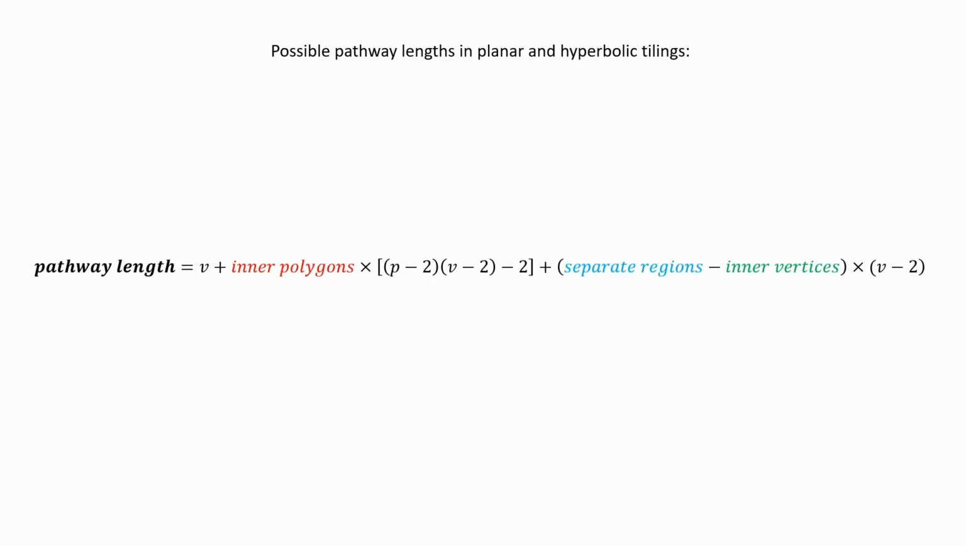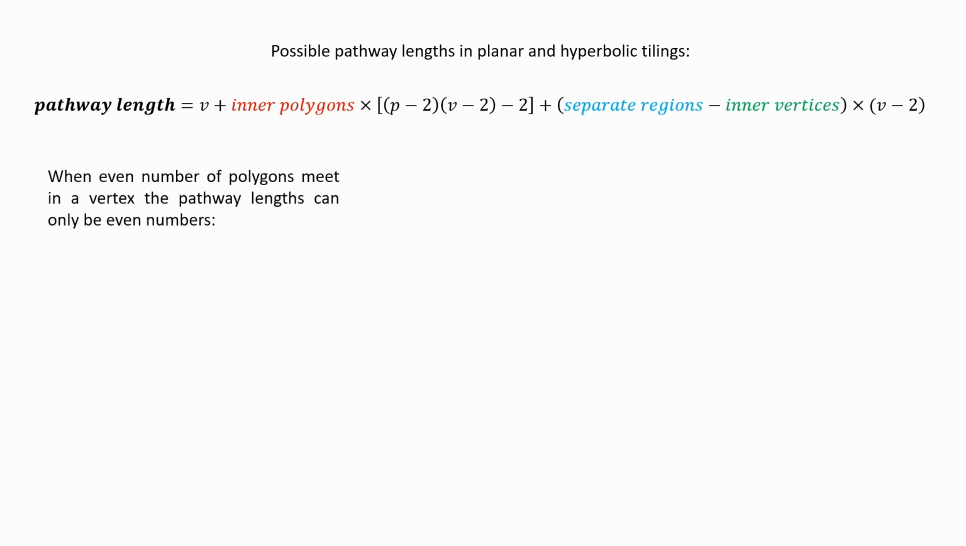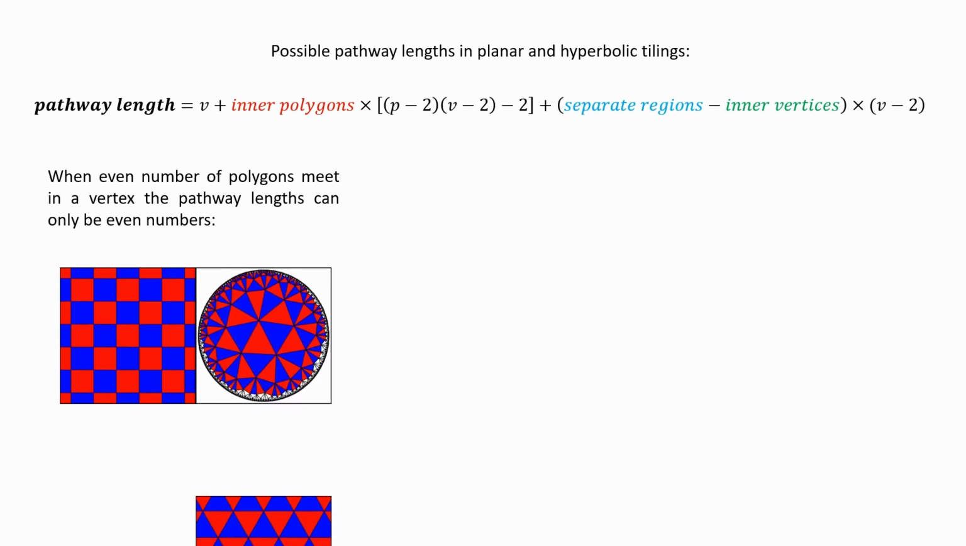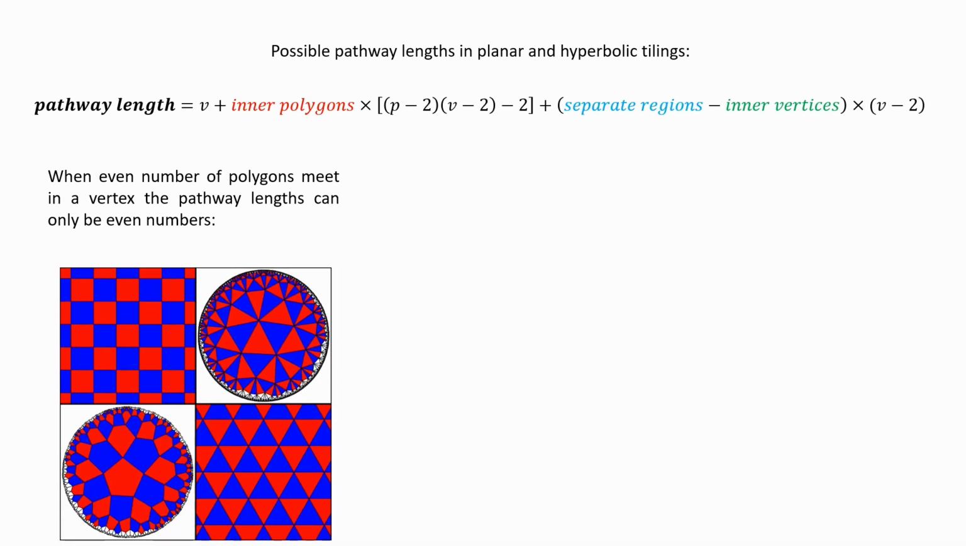Note that if an even number of polygons meet at a vertex, it is not possible to produce an odd chain length. This is because all terms in the equation will be even. With these basics, we are now able to create a brute force algorithm that finds all the possible chain lengths. I have summarized the last non-constructible pathway lengths in the table below.